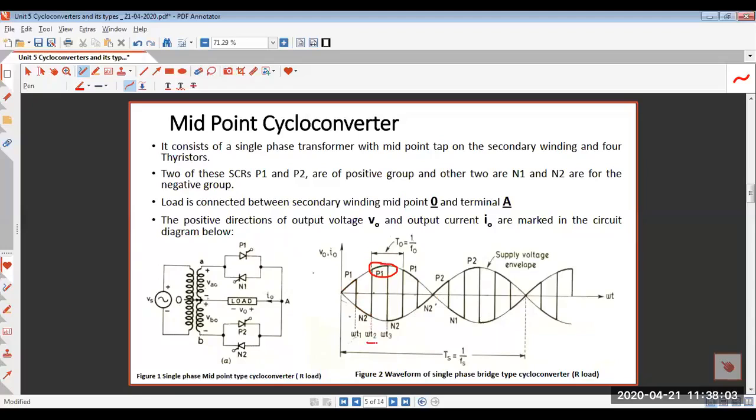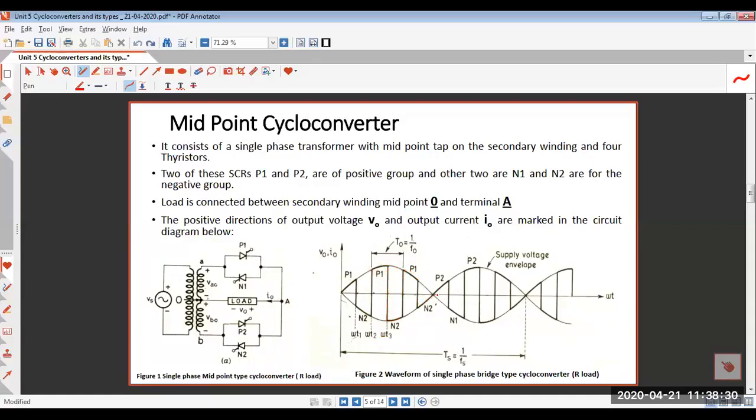So at omega T2, P1 is again triggered. It's made to conduct for a certain duration. Then at omega T3, it is turned off forcefully again. Forced commutation method is applied. So at omega T3, P1 was force commutated and N2 was triggered again, and in this way for the positive half cycle you can see you got some output.